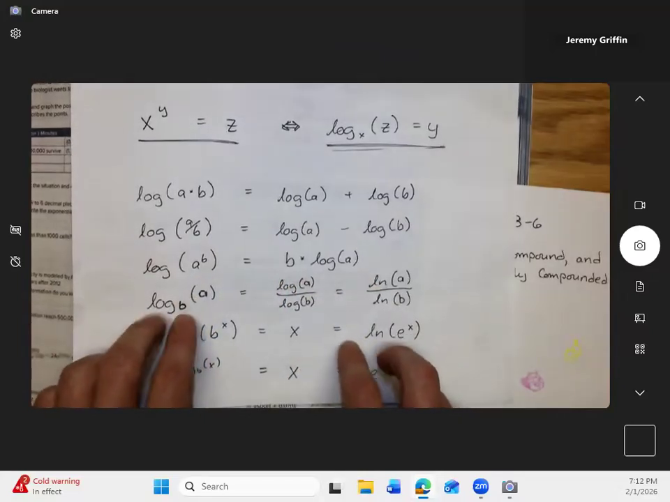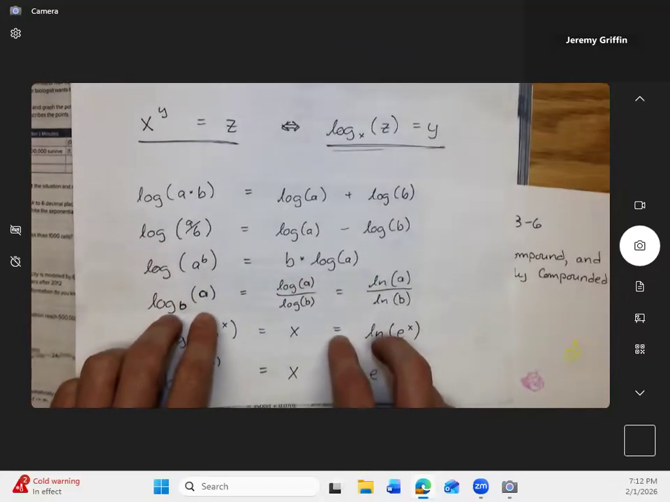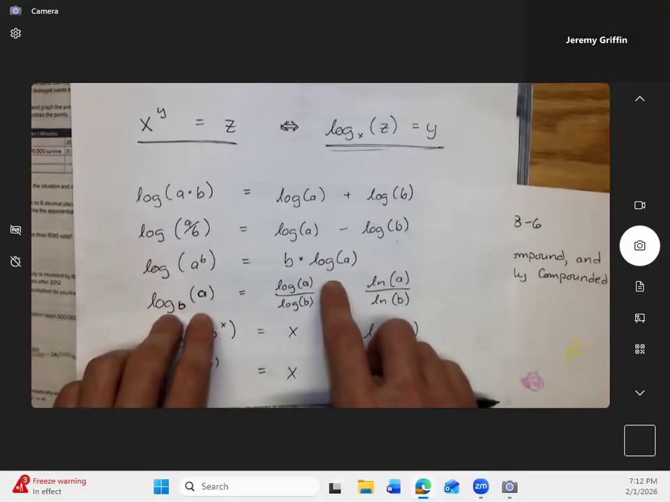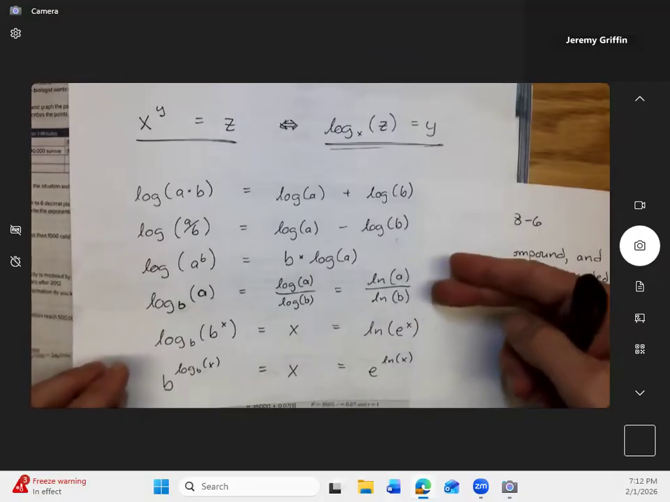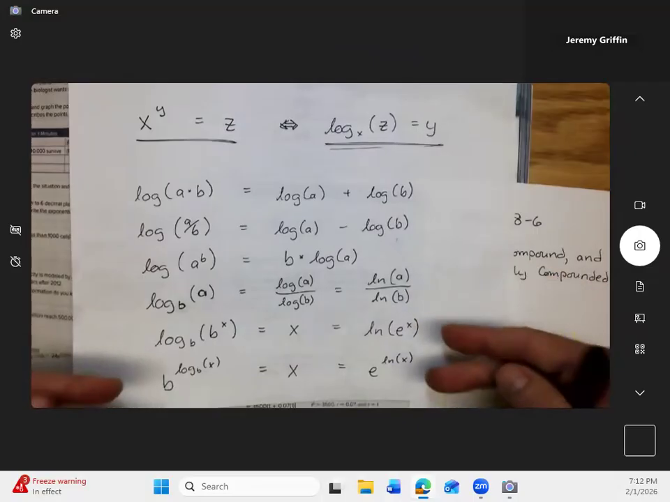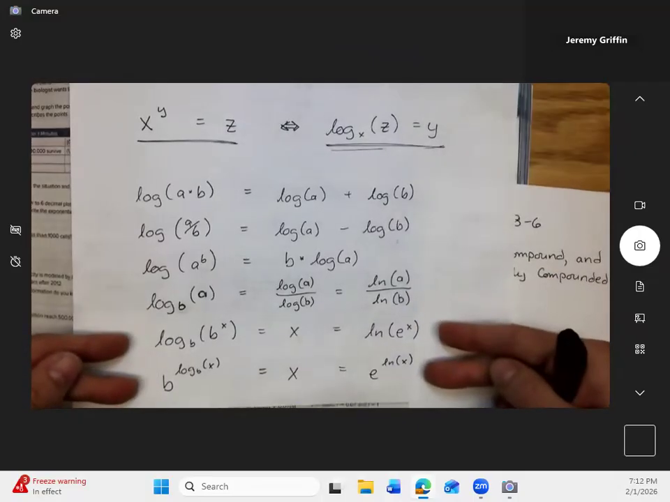If you want to change base, if you have some weird base, log base b of a, you can write that as log a over log b, or natural log a over natural log b, as long as the bases of the new logarithms match. Okay? And I got a couple of bonus facts down here. All right, so there's some log rules.